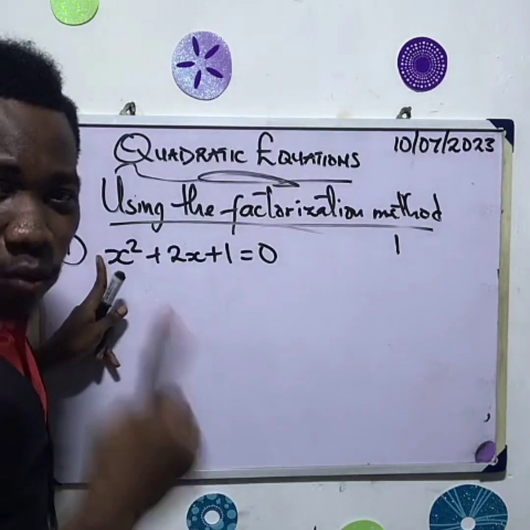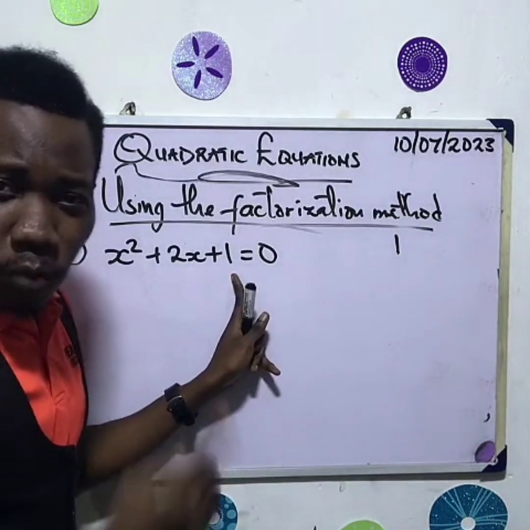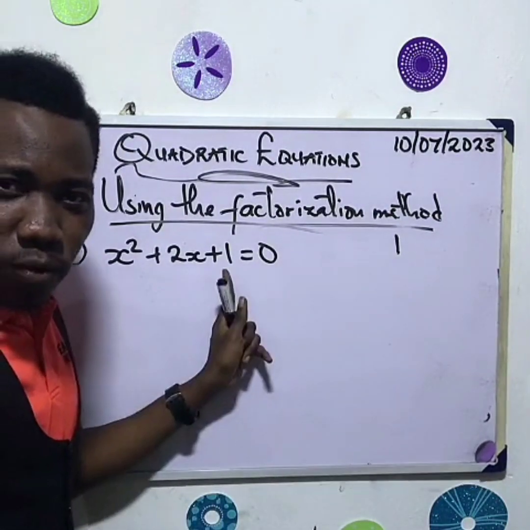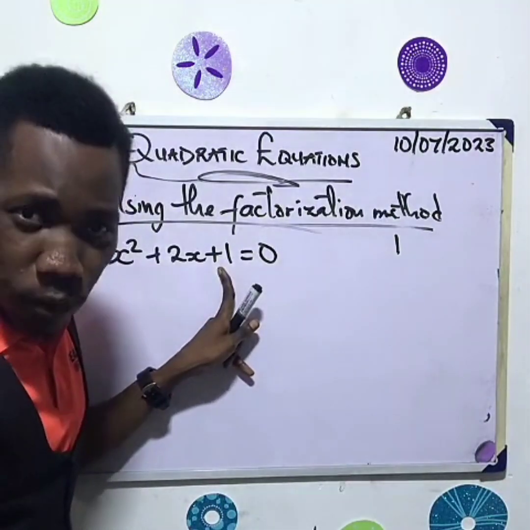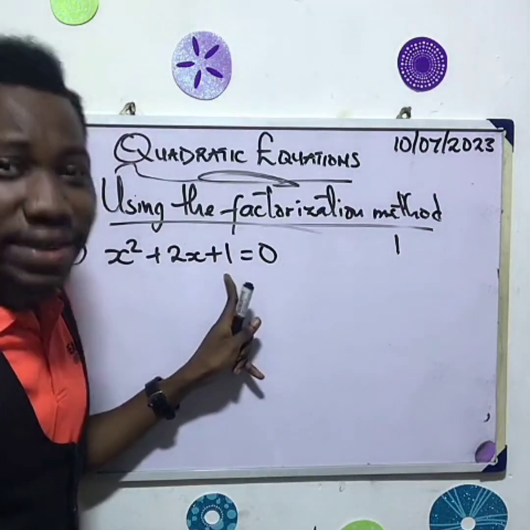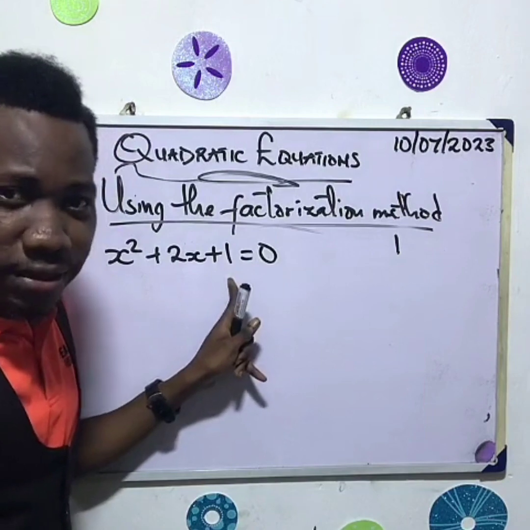What is your a? Your a is 1. And what is your c? 1, right? So 1 times 1. Notice plus 1. Plus 1 is 1. If it were to be minus 1, it is minus 1. Minus 1 is not 1.